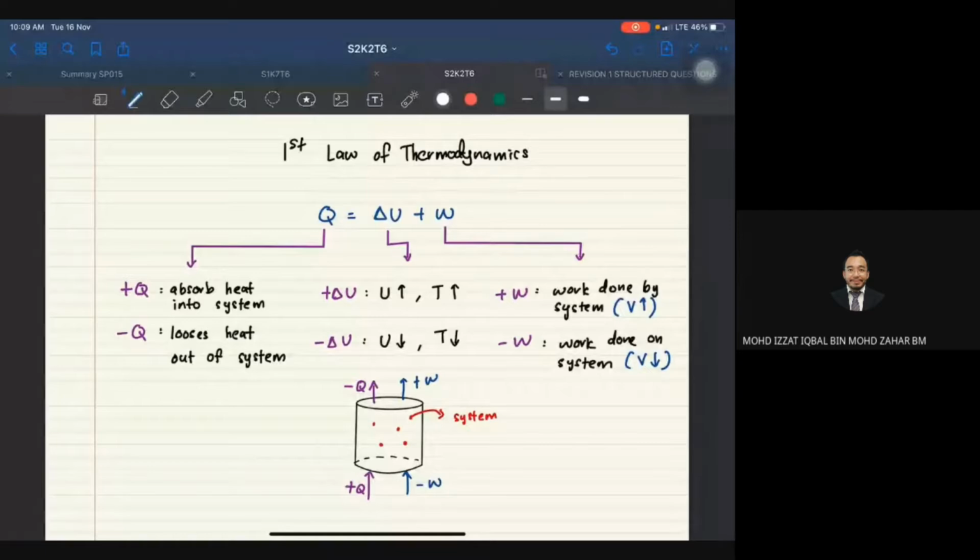Okay, I'll write down so that you guys don't get confused. This one heat. This one, remember, this is a change in internal energy. Which you can represent by U2 minus U1, perubahan. Okay, and W here is work.